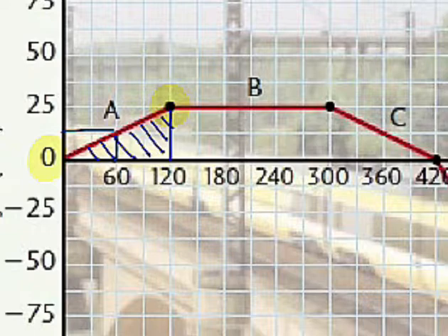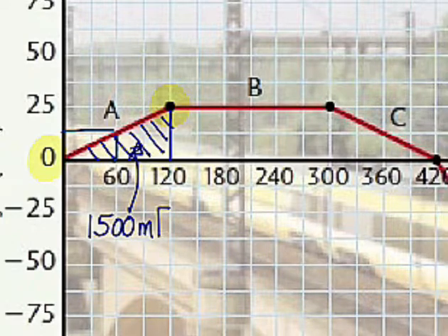For this particular area, we actually have a triangle. The area is base times height divided by 2. So 120 multiplied by 25 divided by 2. And that comes to 1500 meters. And it's going to be 1500 meters east because it's above the time axis. Now I'm going to do that for the other sections. I'll show what I'm shading and my calculations, and then we'll go from there.